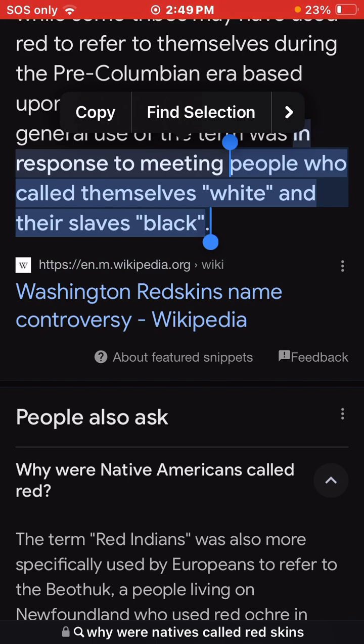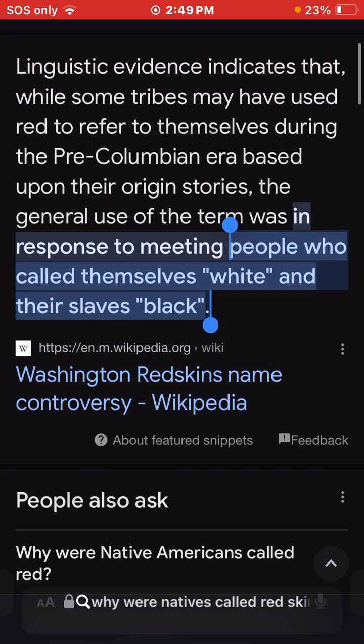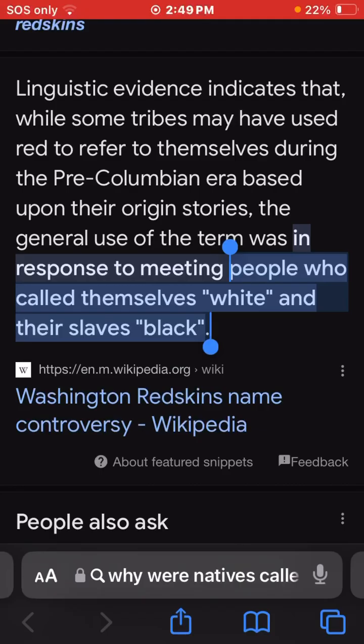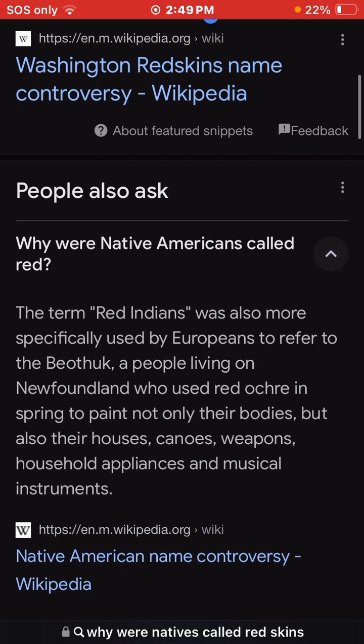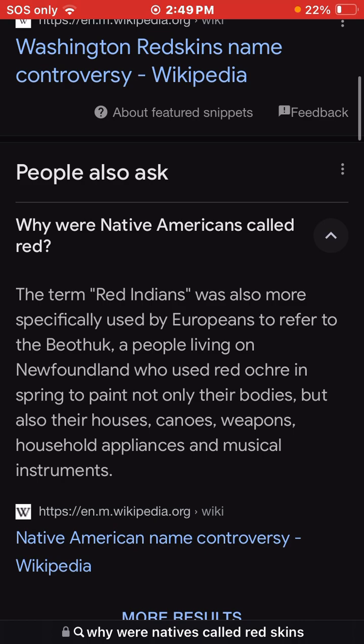But of course, we're not judging based on appearance. But in this topic, we're going to speak about why they were given the name Red or Redskin.